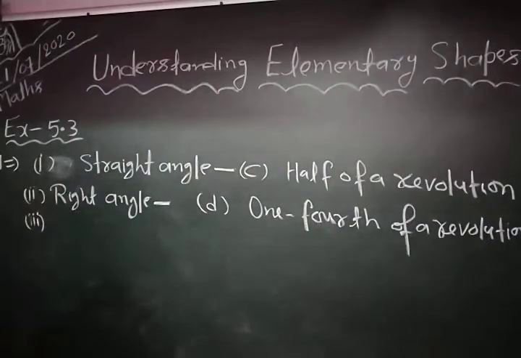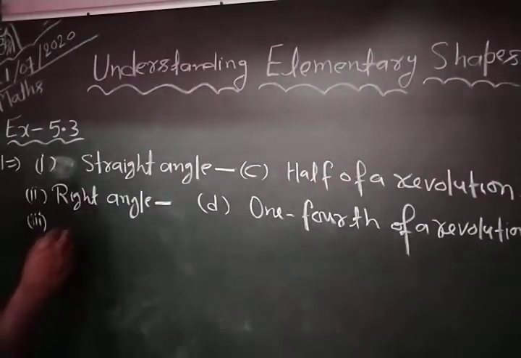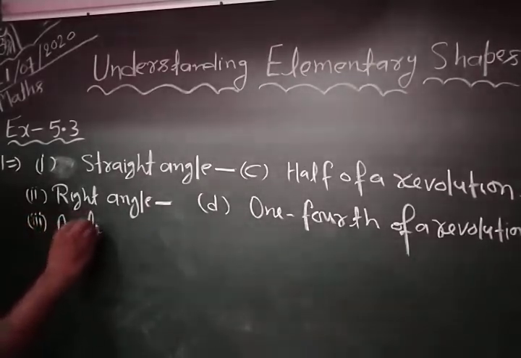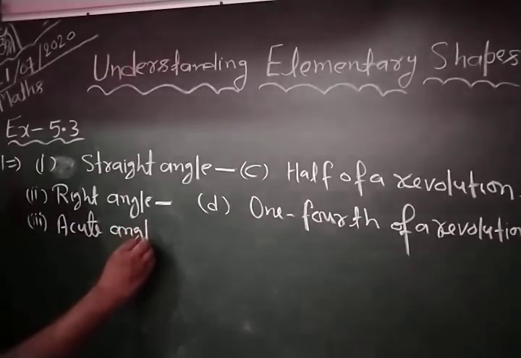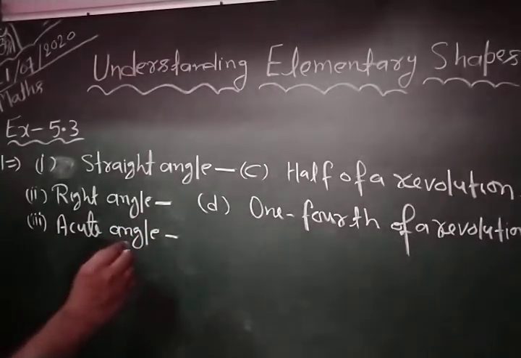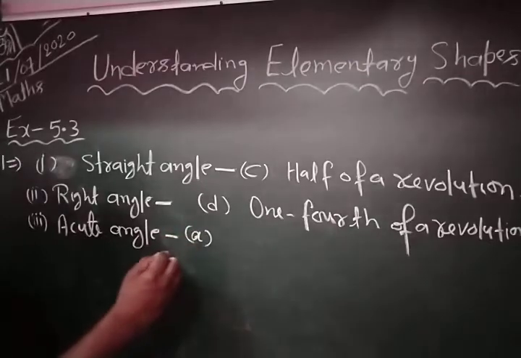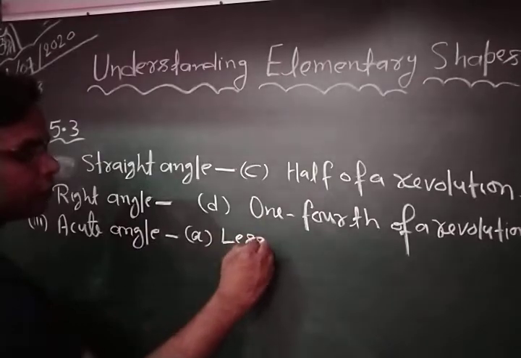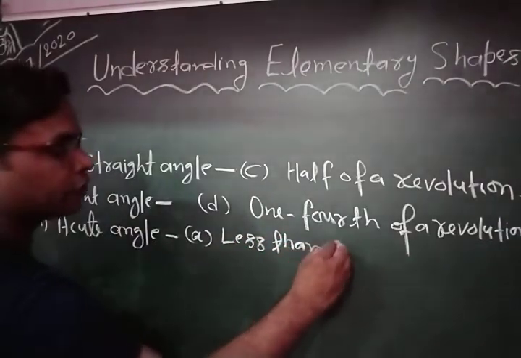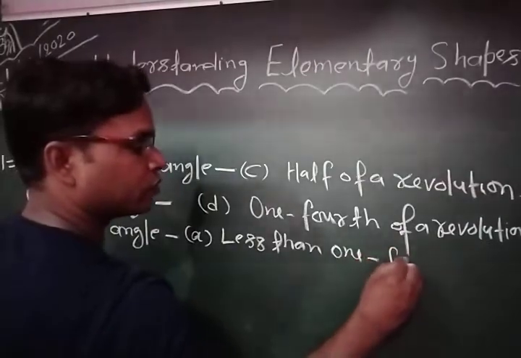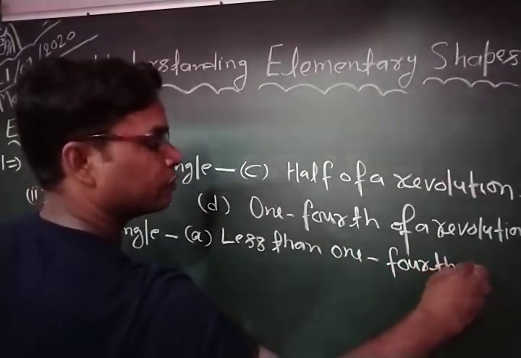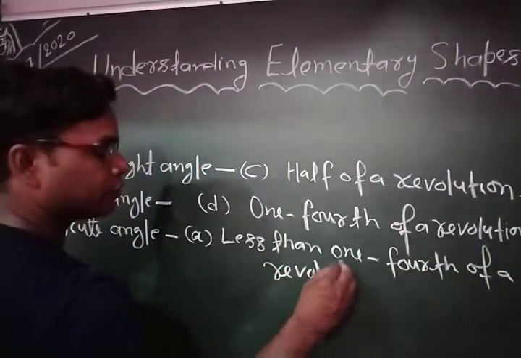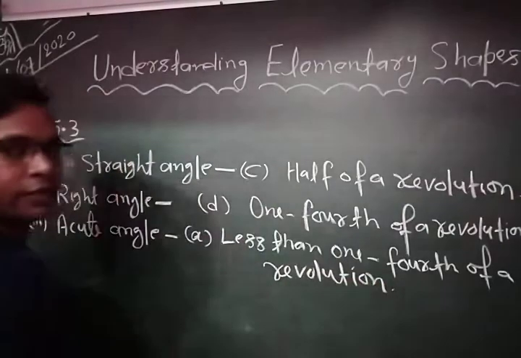So you can write here, this is acute angle. This option is option A. This is given: less than 1/4 of a revolution. Clear?